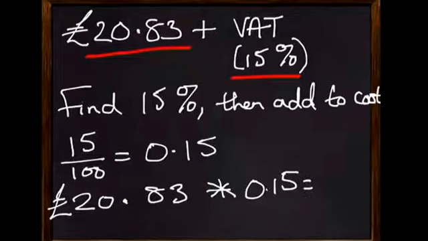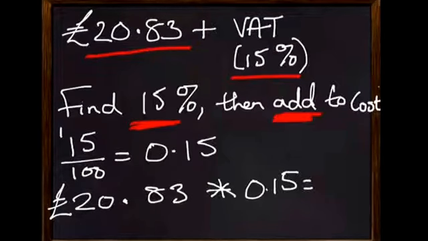Once we've found that 15%, we can add that number to the cost. The first step I always tend to do is just express that percentage as a decimal. It just makes it easier later on. Then there's no multiplying confusion between do I multiply or divide by 100. You just multiply the amount of money by the decimal for the percentage.